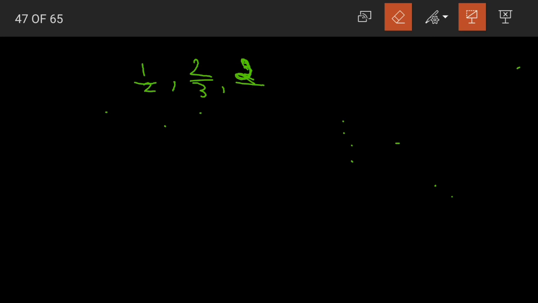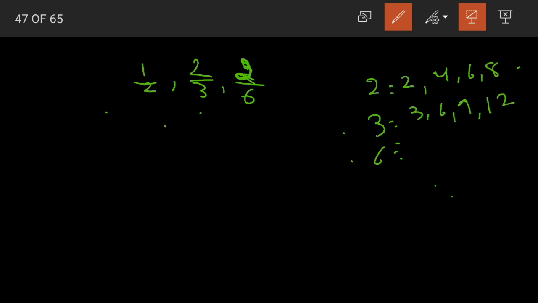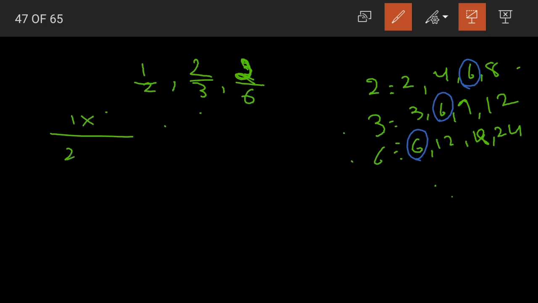Now the given three fractions have three different denominators. We cannot compare them like this. So we have to convert them into like fractions by taking the LCM. The multiples of 2 are 2, 4, 6, 8. Multiples of 3 are 3, 6, 9, 12. Multiples of 6 are 6, 12, 18 and 24. What is the least common multiple here? 6. 6 is the least common multiple. So for all the given fractions, we'll make sure that they have 6 as their denominator.